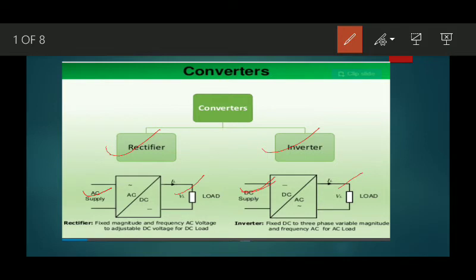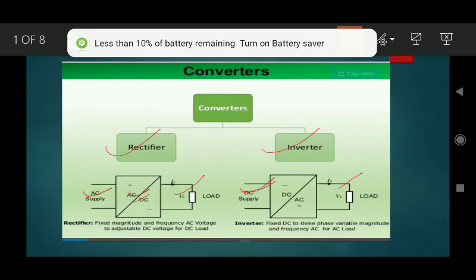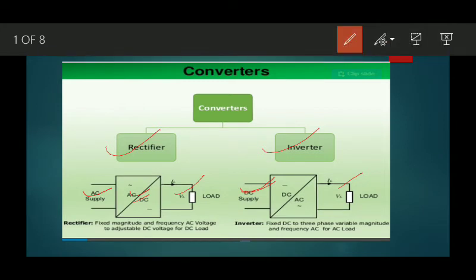The rectifier consists of thyristor circuits, the half wave rectifier and the full wave rectifier, to convert AC into DC. The inverter consists of inverter circuits, just like voltage source inverter and current source inverter, to convert DC to AC voltage.